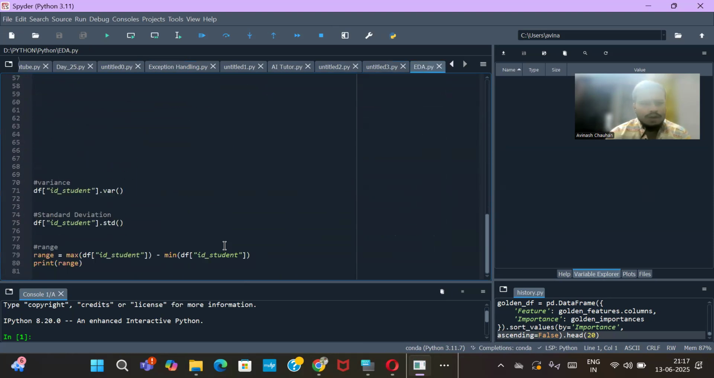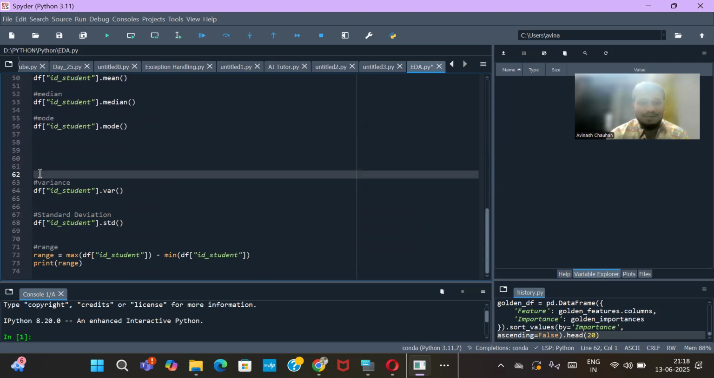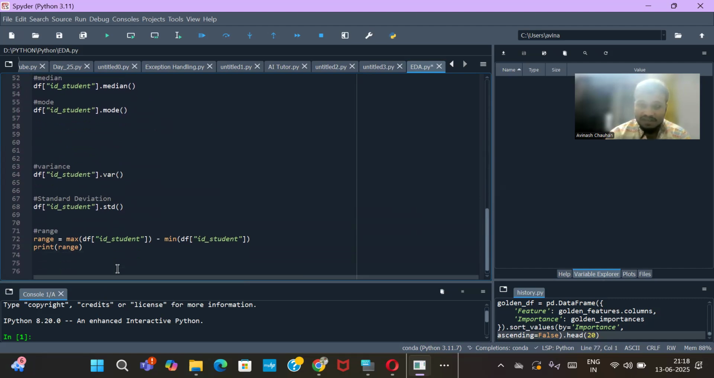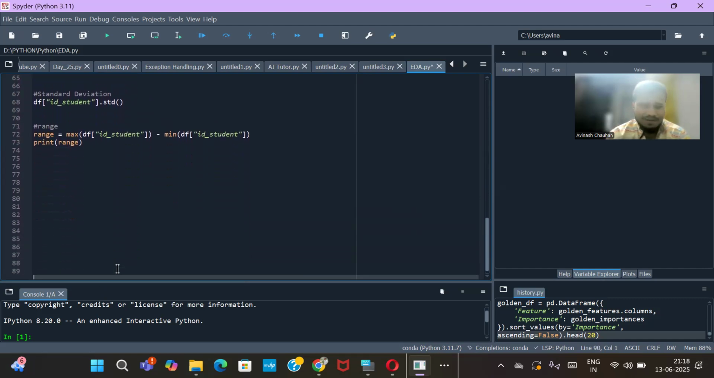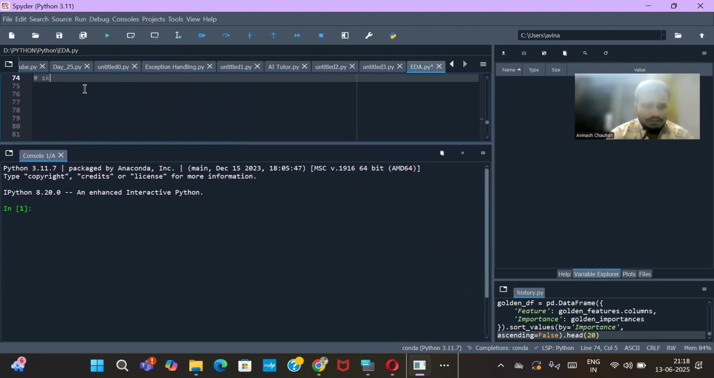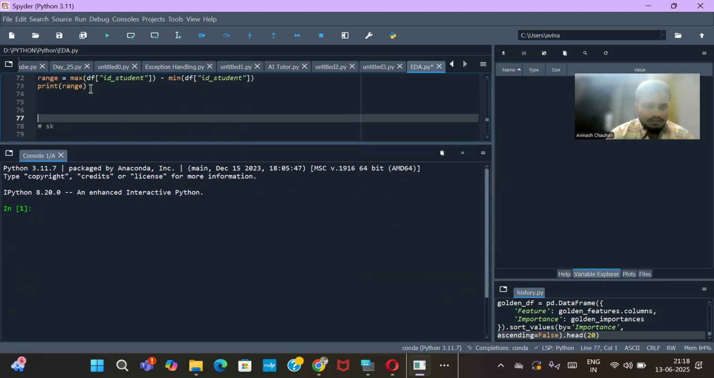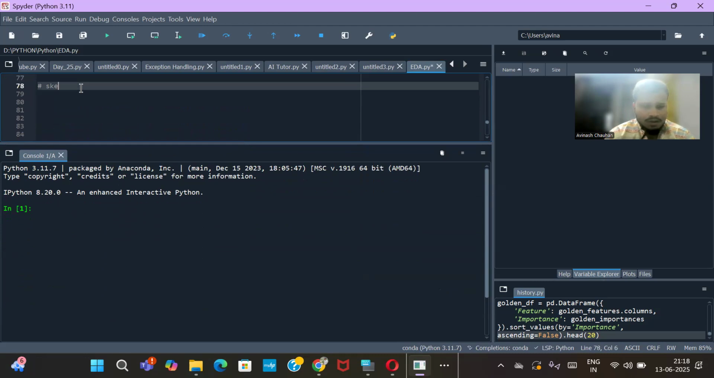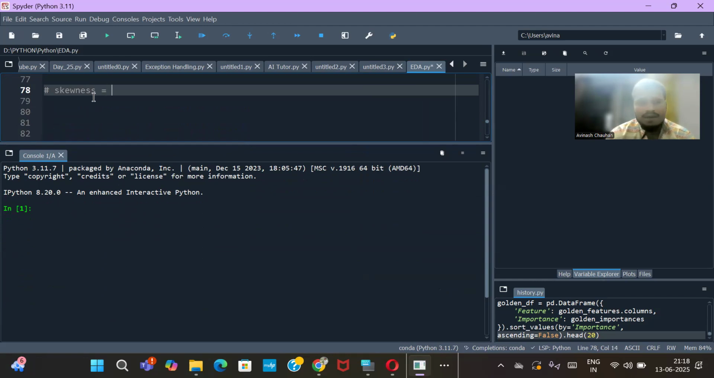Okay. So basically, we have discussed quite a few things: what is variance, what is standard deviation, what is range, first moment, second moment of business decision. All these things we have discussed. Now we will start with the third moment of business decision. And what's the third moment of business decision? The third moment of business decision is usually called skewness. And what do we mean by skewness?